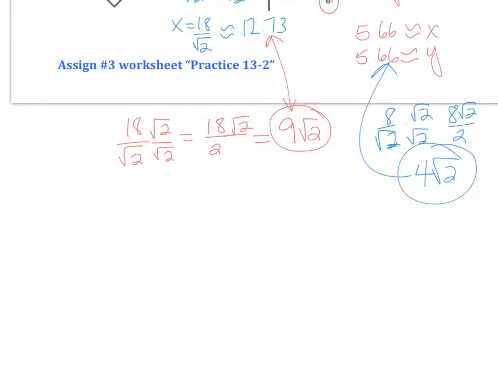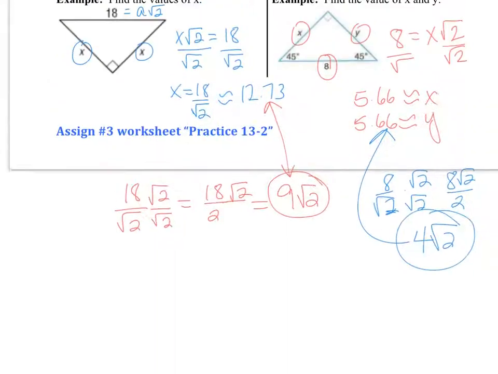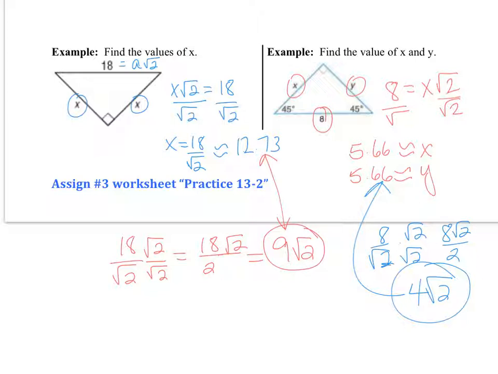Alright, we have our assignment here. Assignment number 3, practice worksheet 13.2.